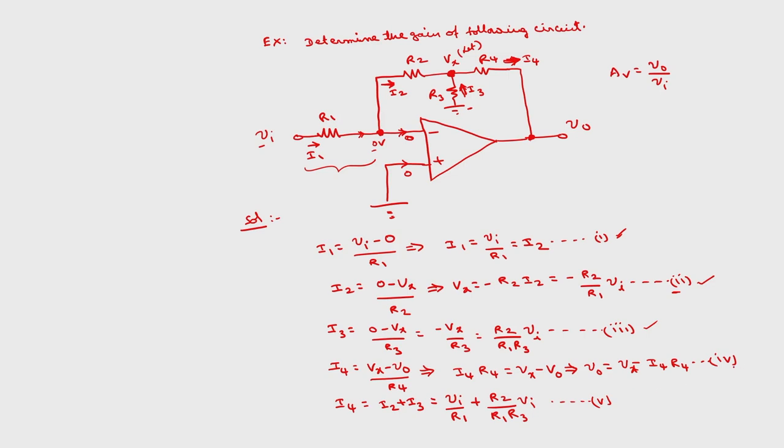Now, we substitute 5 in 4. So, what will be V0? V0 is equal to Vx. Vx is nothing but, from 2, minus R2 by R1 times Vi. Then minus I4, which is this, times R4. So minus of Vi by R1 plus Vi into R2 by R1 R3, whole thing into R4.